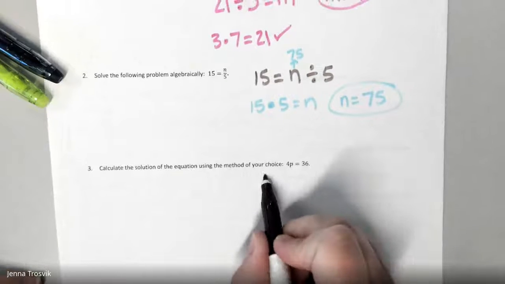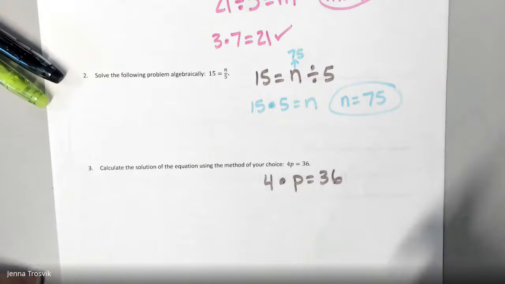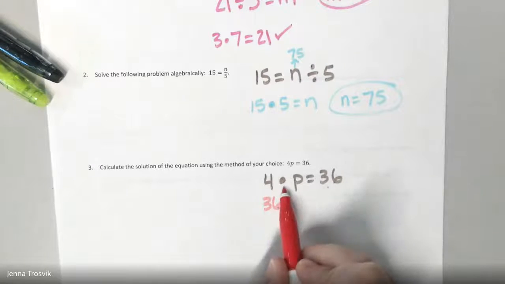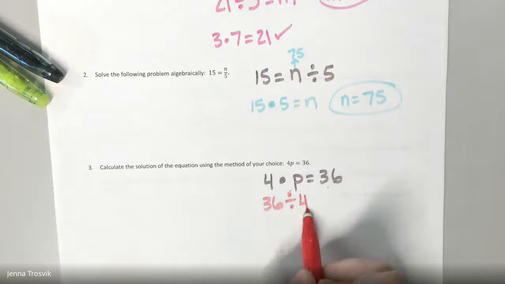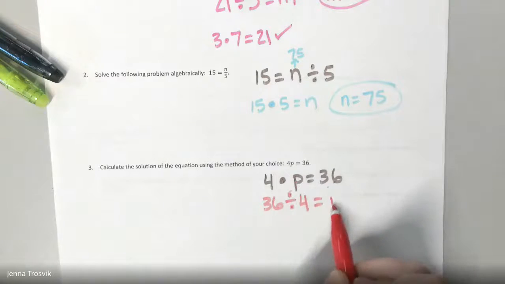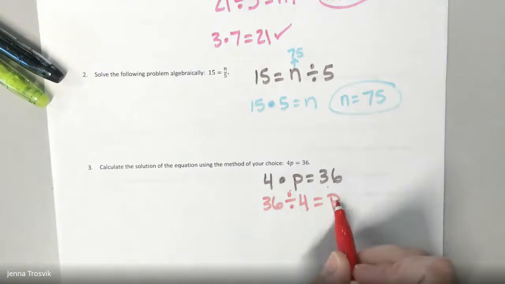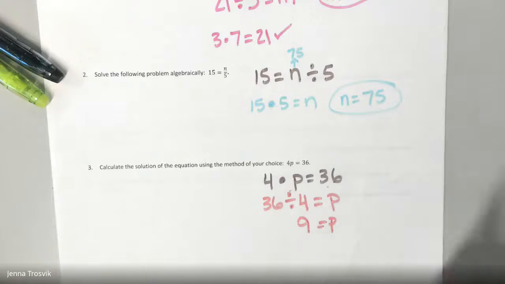All right, now we have 4p equals 36. 4 times p equals 36. Again, we're just going to work our problem backwards. So I'm starting with my answer, 36. I'm going to flip my symbol. Instead of multiply, I am dividing by 4, and I'm going to get my missing piece, which is p. 36 divided by 4 equals p, so p equals 9.